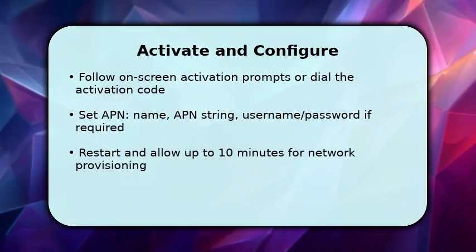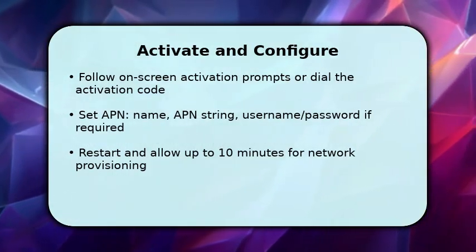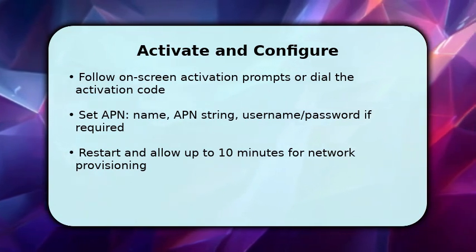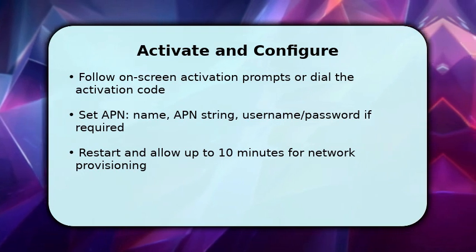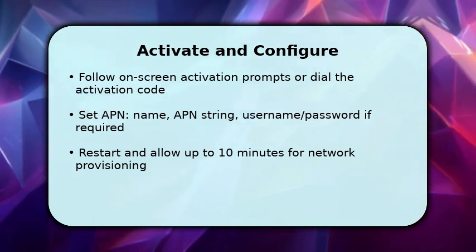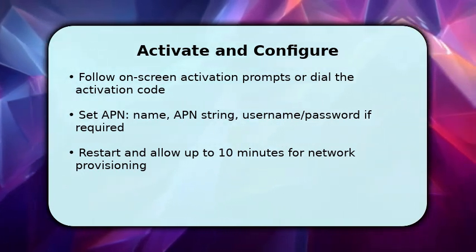You must actively trigger activation. Either follow the provider's on-screen prompts or dial the recommended activation code. This initiates your subscription. Next, go to Mobile Network Settings and configure the APN exactly as provided.